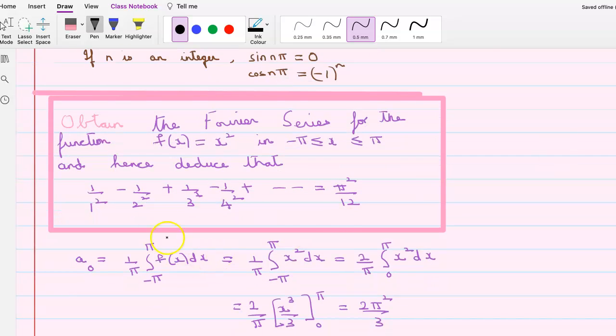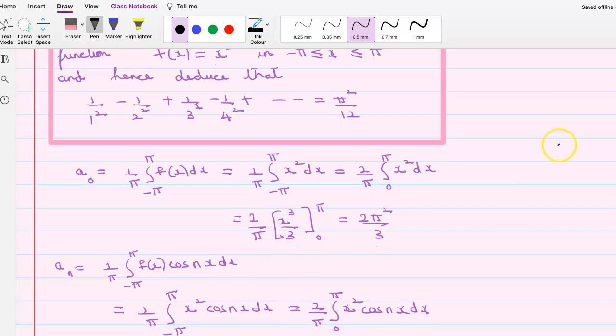So a0 is 1 by pi integral minus pi to pi fx dx, that is 1 by pi integral minus pi to pi x squared dx. This is an even function, so this is 2 by pi integral 0 to pi x squared dx. Integral of x squared is x cubed by 3 within the limit 0 to pi, so this is 2 pi squared by 3. An is 1 by pi integral minus pi to pi fx cos nx dx.